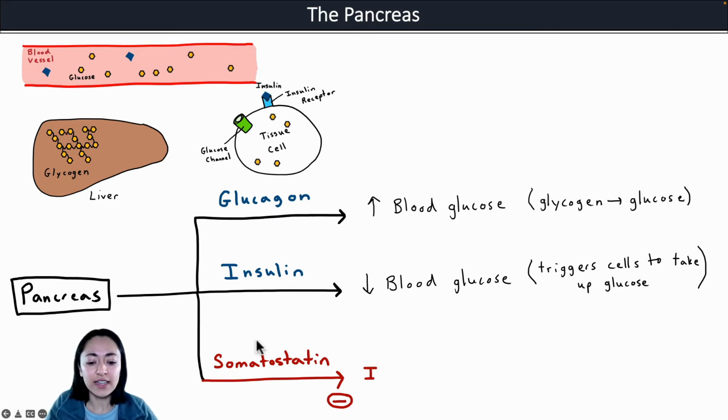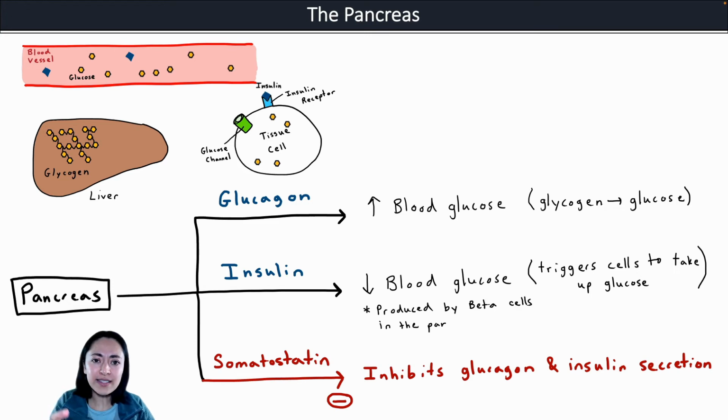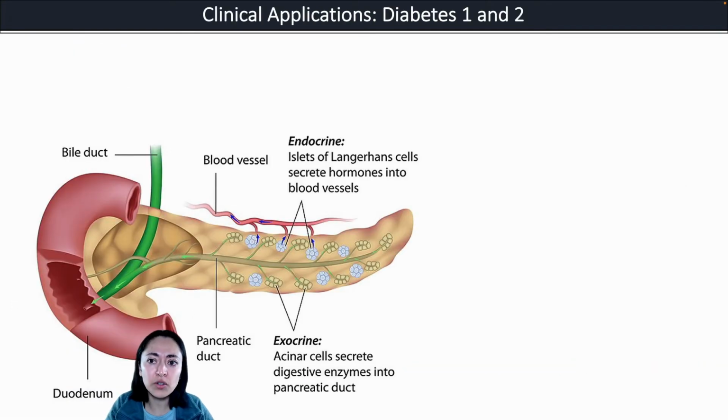Now, somatostatin is a hormone that inhibits both glucagon and insulin secretion. So if blood glucose levels are at an optimal level, then we don't really need to be increasing or decreasing our blood glucose levels. So somatostatin can inhibit the release of glucagon and insulin from the pancreas. Now, insulin is produced by beta cells within the pancreas. And this is really important when we look at the difference in type 1 diabetes and type 2 diabetes. So let's look at that next because this is a really important clinical application associated with the hormone insulin, which is secreted by the pancreas.